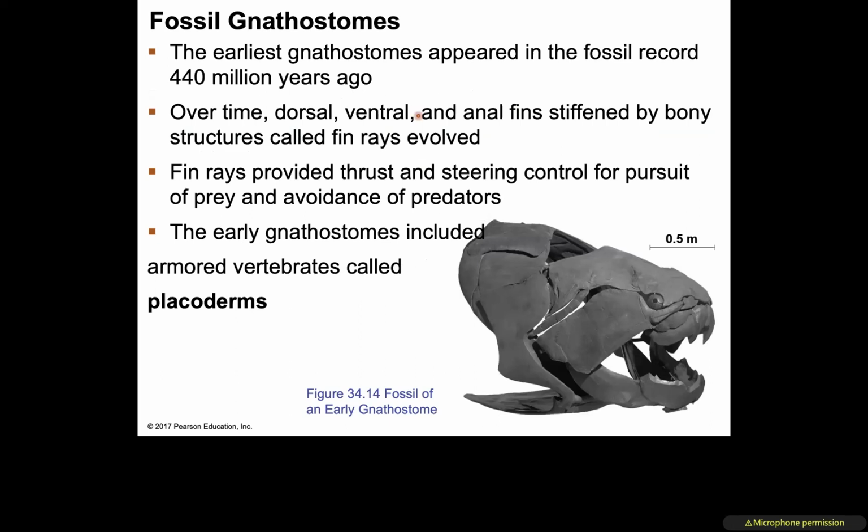Your early gnathostomes in the fossil record are going to appear 440 million years ago. And over the course of time, the dorsal, the ventral, and the anal fins stiffened by bony structures. And that's how what are called fin rays evolved. So your fin rays are going to provide thrust and steering control for your fish. This is for going after prey, avoidance of predators, just being able to steer through that water.